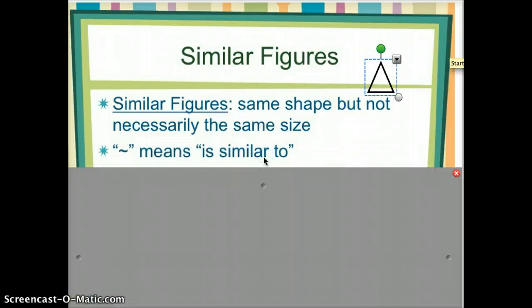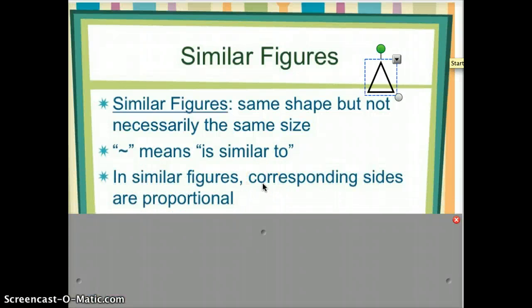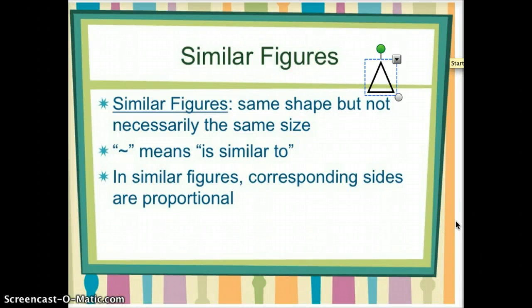Okay, this little symbol, it's like a squiggle, kind of, or like the ñ in Spanish. That means is similar to. So if you see that symbol, it's going to mean similar to. In similar figures, corresponding sides are proportional, and I will show you what I mean in the next example problem, but that's always true.